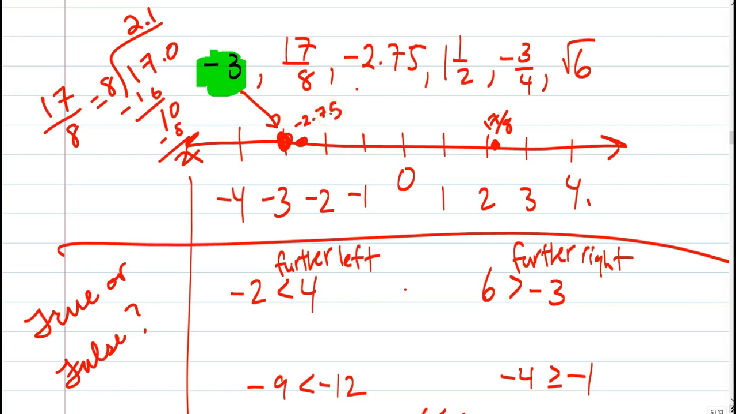Where's 1 1/2? Well, I know this is 1. If I go 1/2 more, that's 1 1/2. If you're not sure, and I wouldn't do this, but you could turn this into a mixed number, an improper fraction, make that 3/2, and do 3 divided by 2, which would give us 1.5. But there are some options there, so that's 1 1/2.